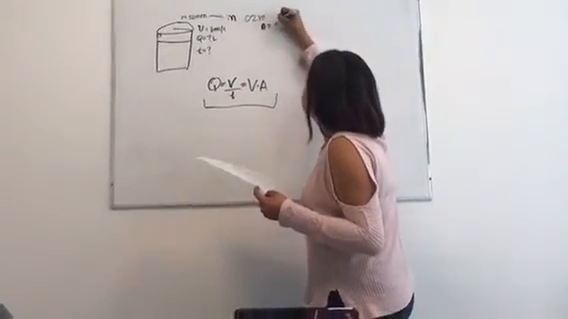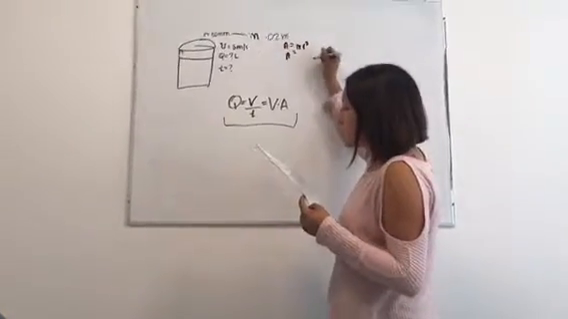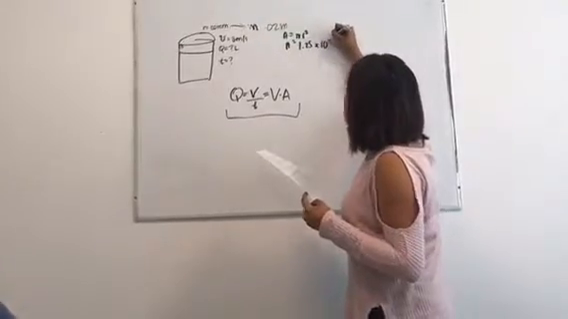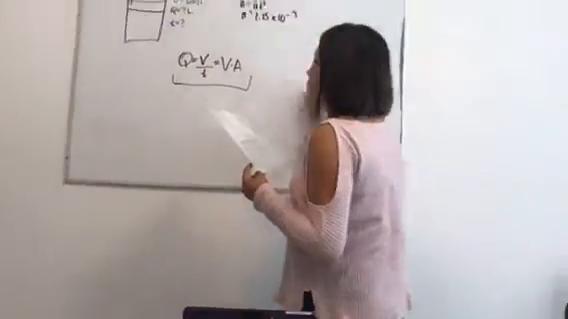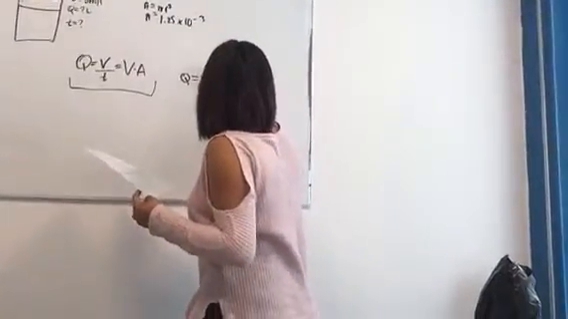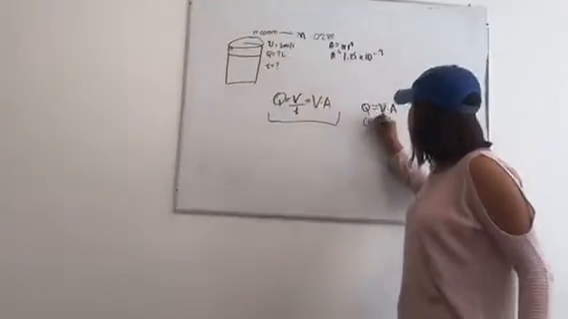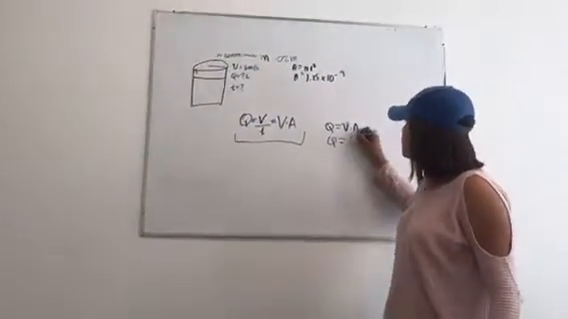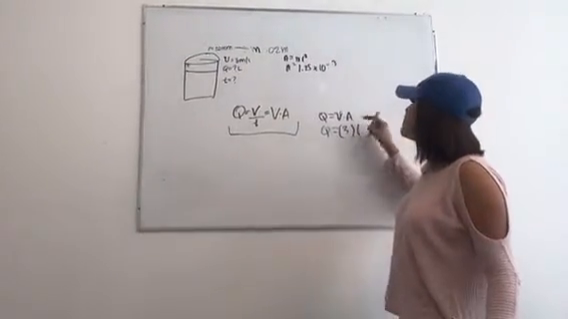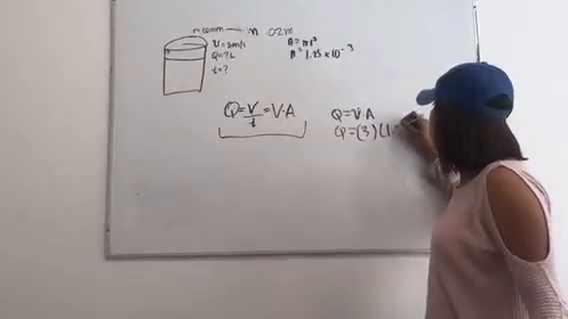This area is pi times radius squared. Area is the same as 1.25 times 10 to the minus 3. So we're going to use Q is the same as velocity times area. Flow rate is equal to velocity, that is 3 meters per second, times the area that we just calculated 2 minutes ago.